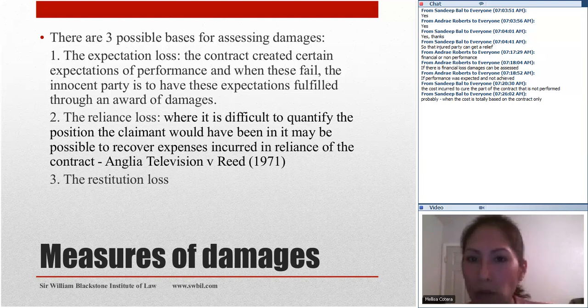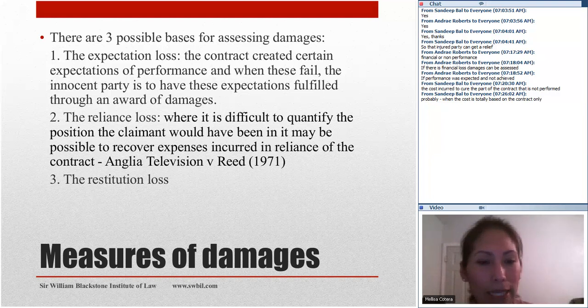Well, thank you, Sandeep. The reliance loss basis is usually used when the claimant is unable to prove that a financial benefit would accrue to it had the contract been performed. In other words, where it is difficult to quantify the position the claimant would have been in, it may be possible to recover expenses incurred in reliance on the contract. To recover those expenses, a party has spent because of the contract. Okay?